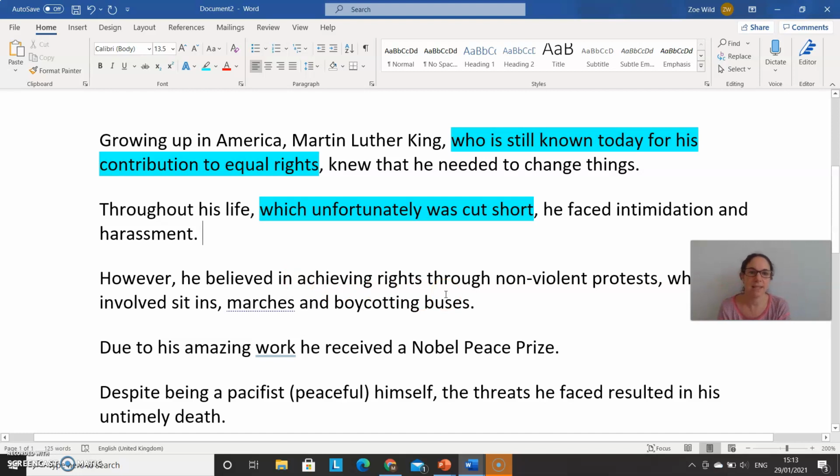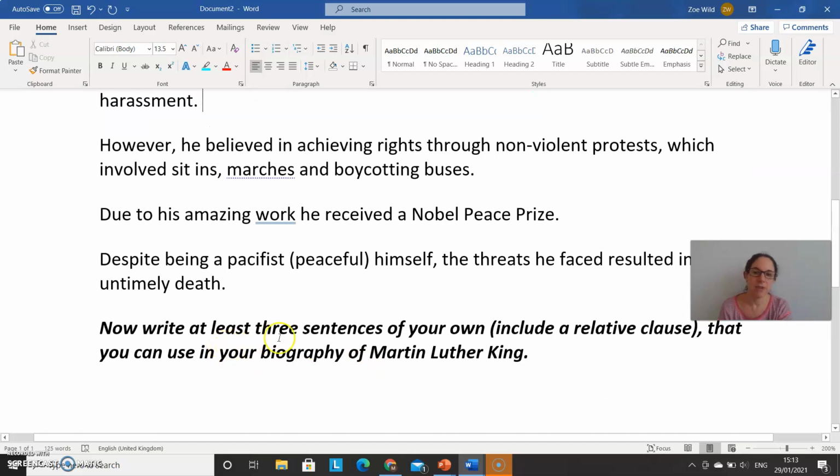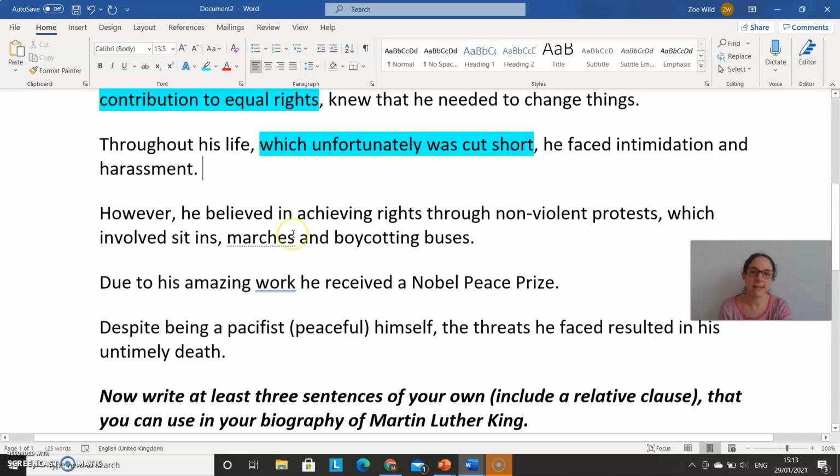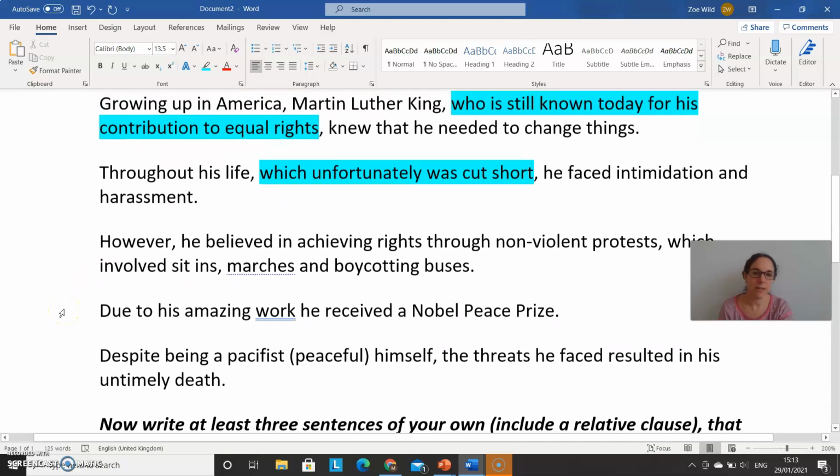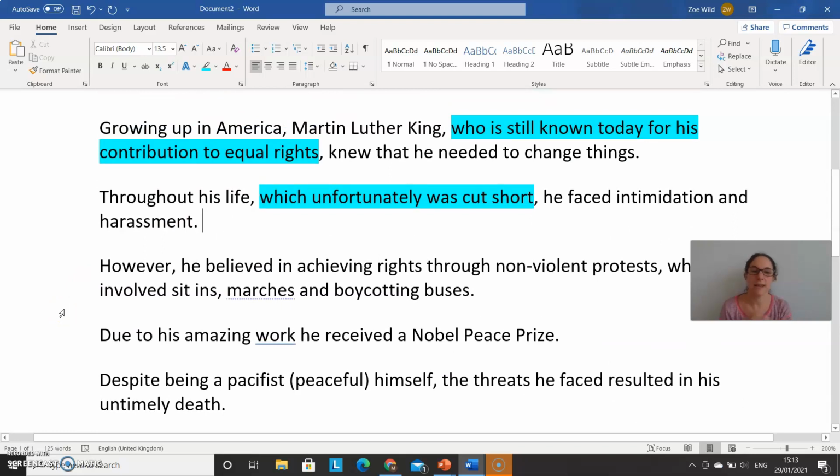Have a go at adding some relative clauses yourself to these sentences. And then I've said now write at least 3 sentences of your own. Include a relative clause that you can use in your biography of Martin Luther King. Now, when I was coming up with my sentences, I found it easiest to come up with some basic sentences and then say, right, where's my noun? And add my relative clause in to describe the nouns. That's, I think, an easier way of doing it. But if you think of one straight away, a sentence that has a relative clause in it that you can write about Martin Luther King, then brilliant, write that down and send me your pictures.